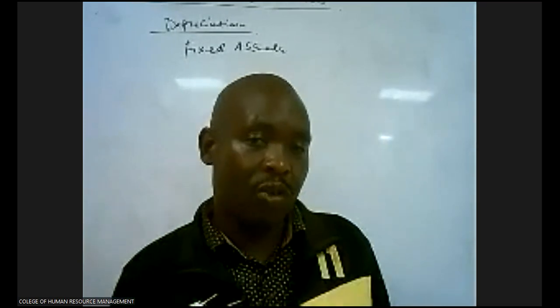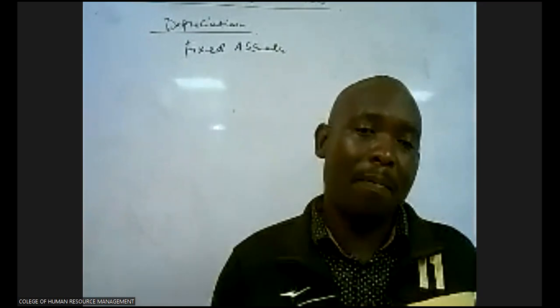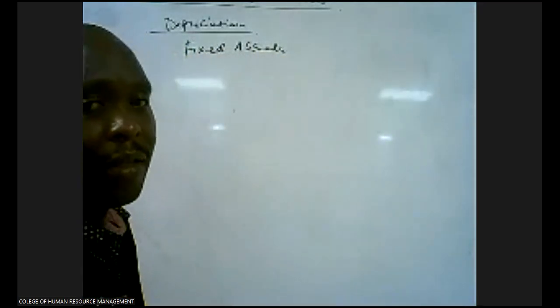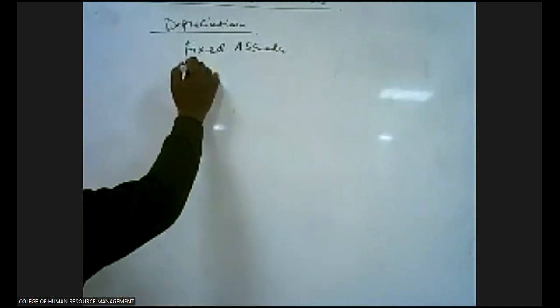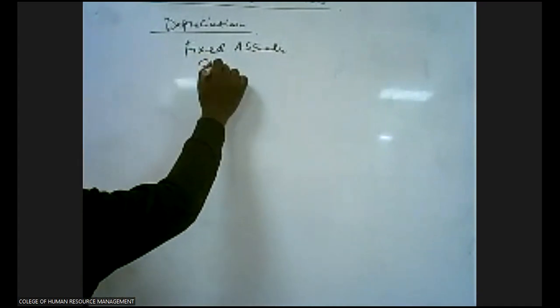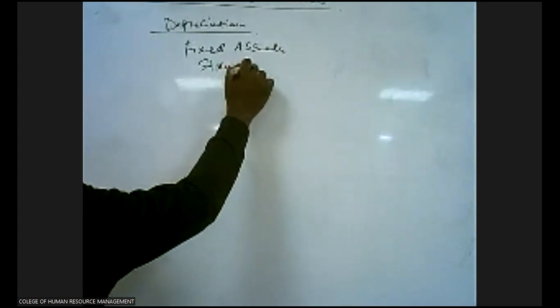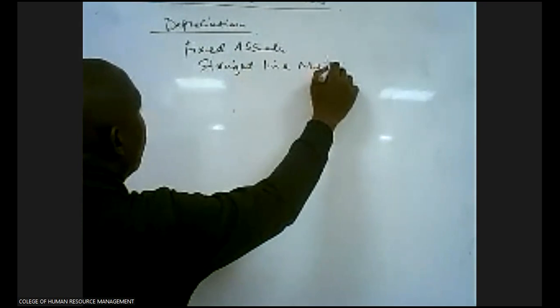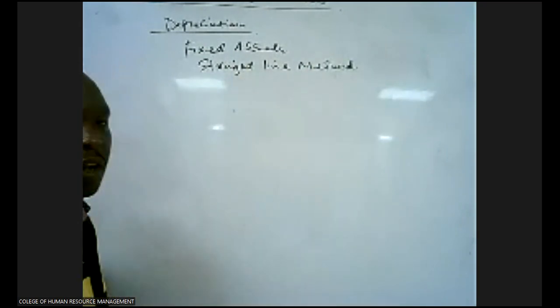The process by which the fixed asset loses its value is what we refer to as depreciation. For examination purposes, you need to understand that we have two approaches of determining the depreciation amount. One is what we call the straight line method.